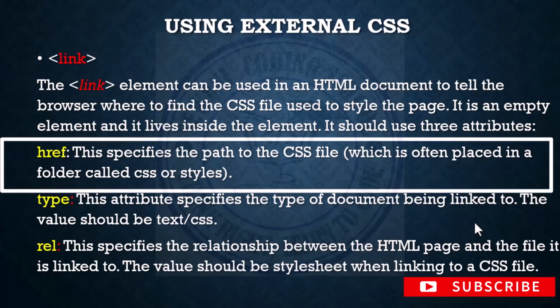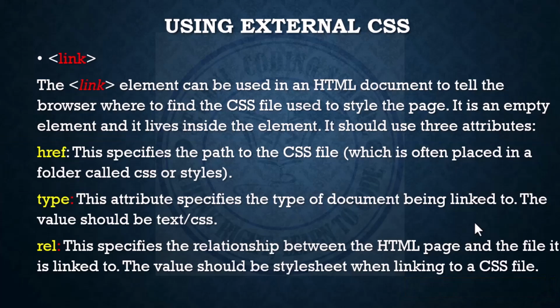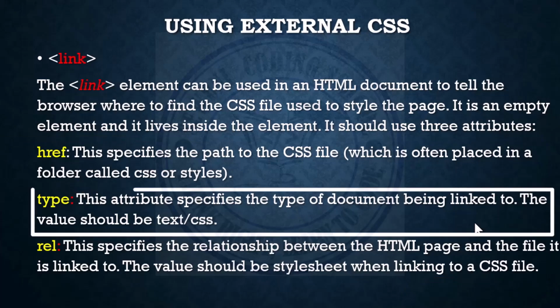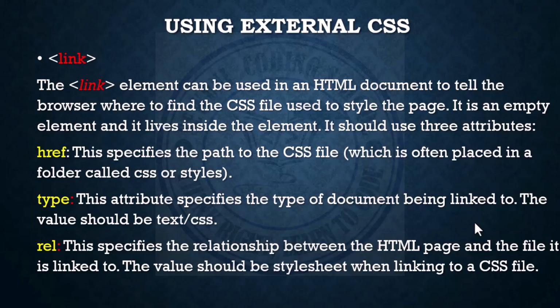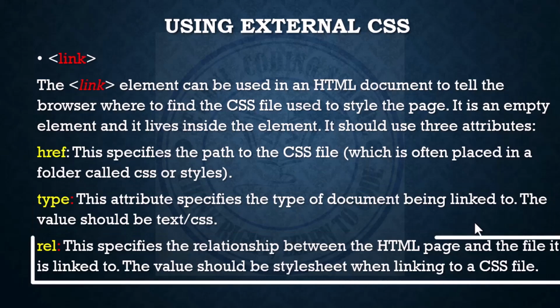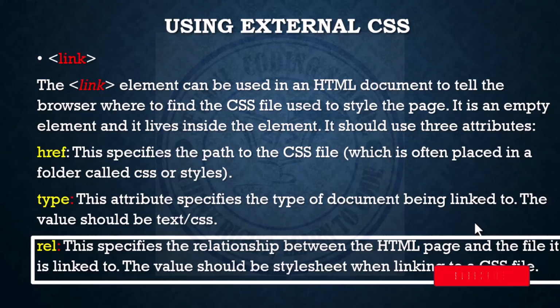It also contains another attribute called type. The type also specifies the type of documents linked to. So in this case, we said our type value should be what? Text/CSS. And the relationship, the rel, also specifies the relationship between the HTML page and the file it is linked to. And in this case, since we are linking it to a CSS file, the value of the rel should be what? Stylesheet.